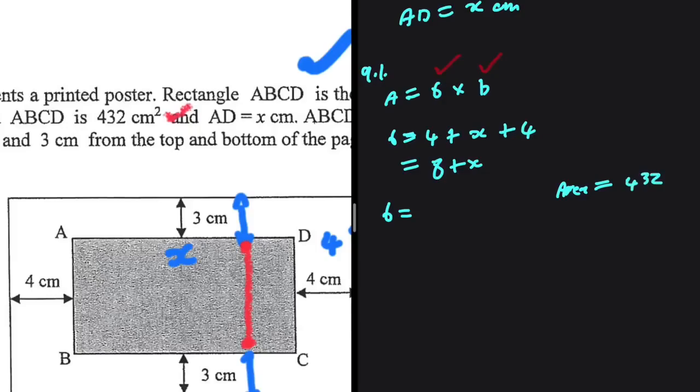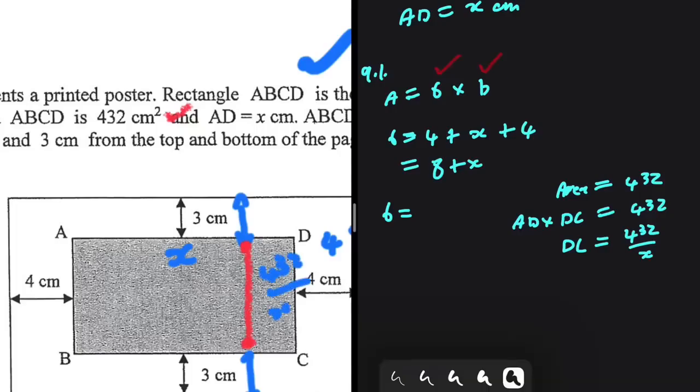The formula for that area would be AD multiplied by DC. This is equal to 432. But we know that AD is x. So we have DC being equal to 432 divided by x, basically. That is why we are given the area of ABCD. Right. So here we have 432 divided by x. So the length of the poster is 432 divided by x plus 3 plus 3.